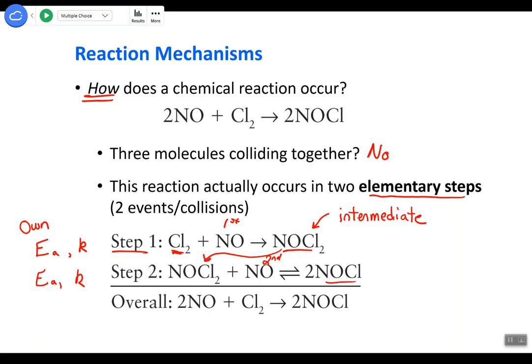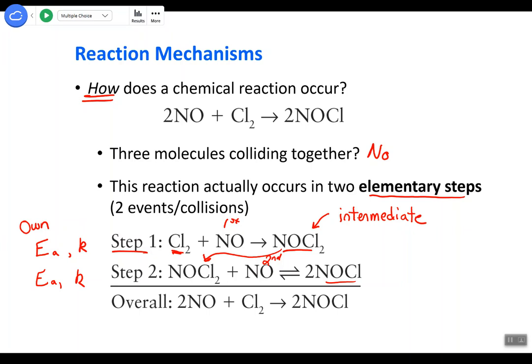But then what is the overall reaction? Is it one of these? Is it both of these? How do we know which rate law applies to the overall one? Well, what we don't do is add these up. If you've ever tried to get out of the house with a really slow roommate, maybe your roommate takes a really long time to get ready. Maybe it was like me trying to get out of the house when my kids were toddlers.